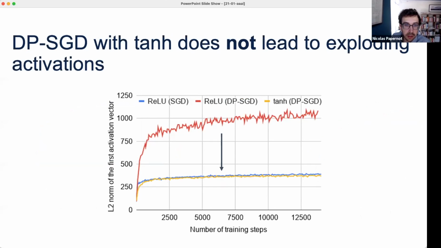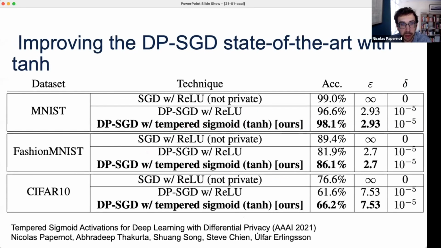And so if we look at what happens internally, of course, because now we have used the bounded activation function, this prevents the activations from exploding. And so this better predisposes the gradients to the clipping operation because the gradients themselves depend on these activation norms. And so when we put all of this together, this allows us to improve the state of the art in terms of using differentially private stochastic gradient descent on a couple of benchmarks.